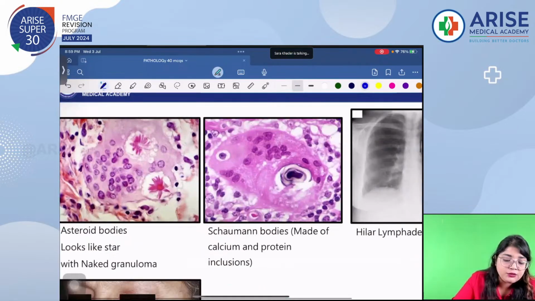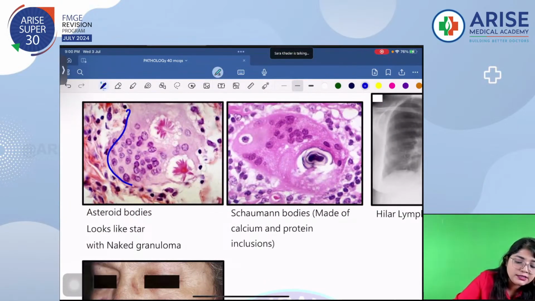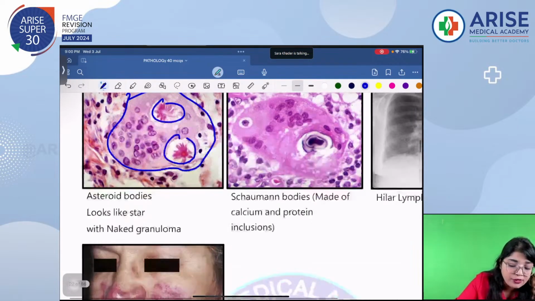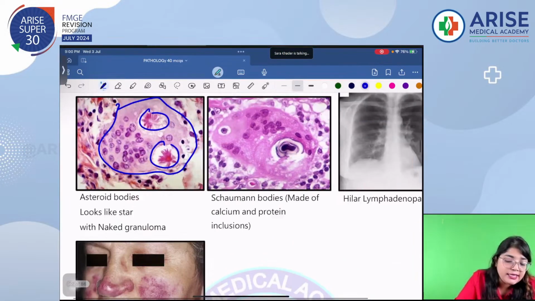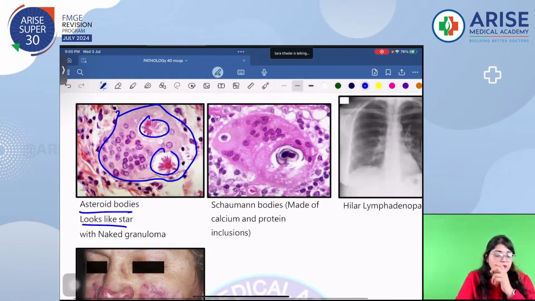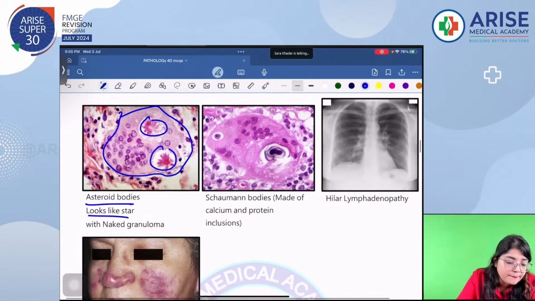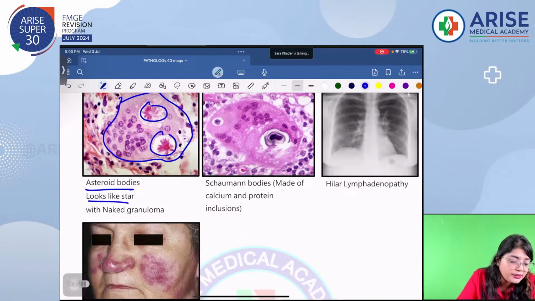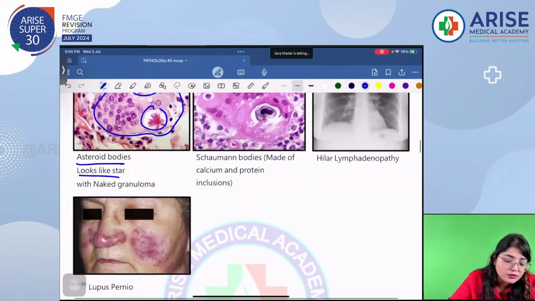Also, what do you see? You see these asteroid bodies. See, this is the giant cell. Inside that cell, you see these asteroid bodies. So intracellularly, asteroid bodies are seen with naked granuloma, and asteroid bodies are seen somewhere else also. Can somebody recall it for me? Where else do we see asteroid bodies? Can anybody recall it for me?